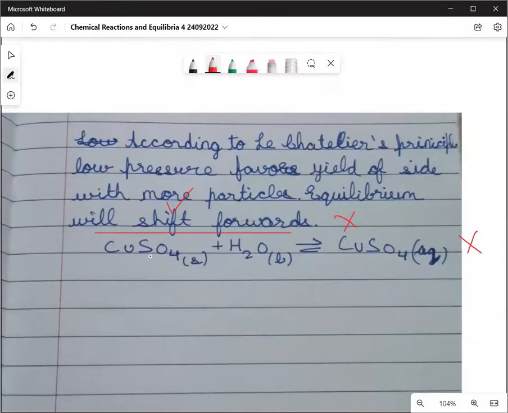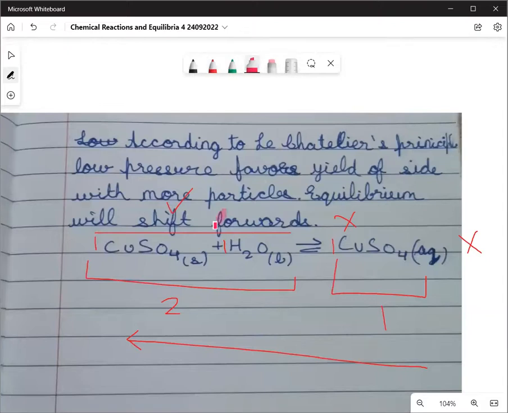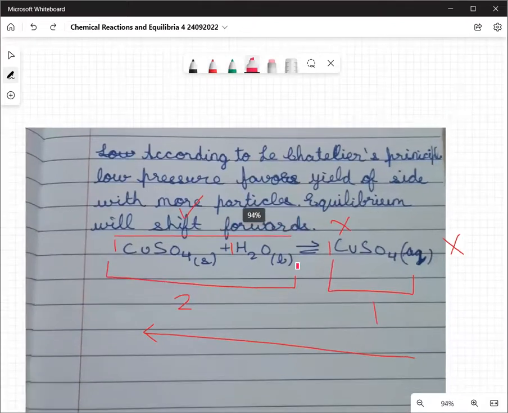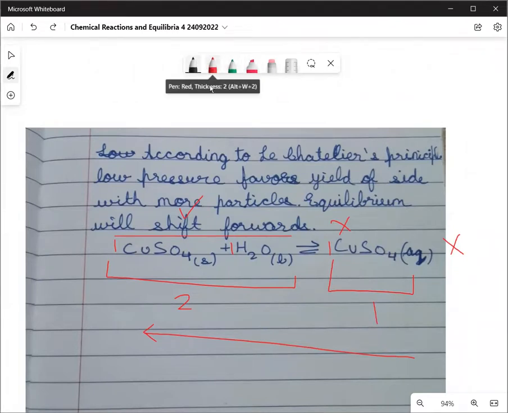Because you look here. This is 1, this is 1, and this is 1. So this side has how many particles? 2 particles. This has 1. So where will it go? More particle side. It will go backwards. So why did you write forwards? Please make sure to check that you're following the correct rule. You're writing the rule correct. This whole part is correct up till here. So just make sure you follow the rule and measure the particles correctly.